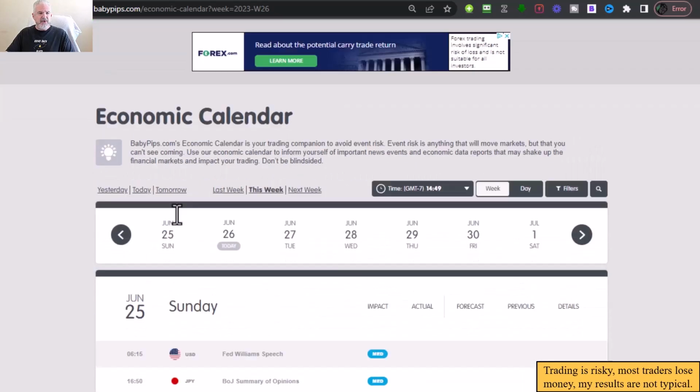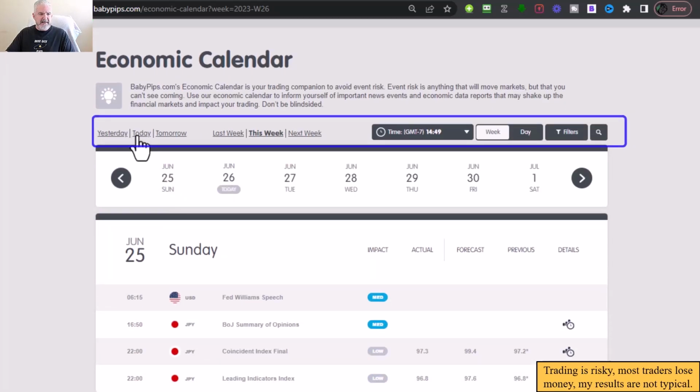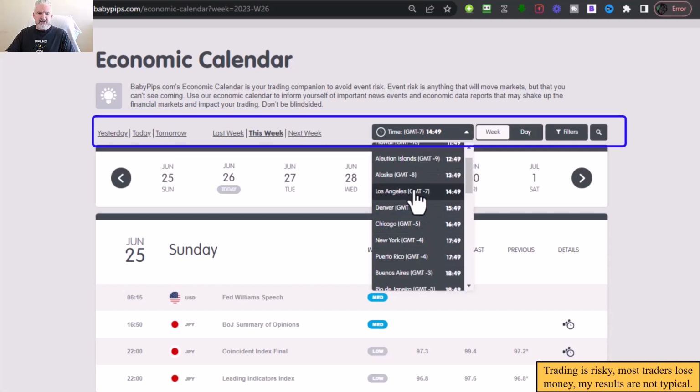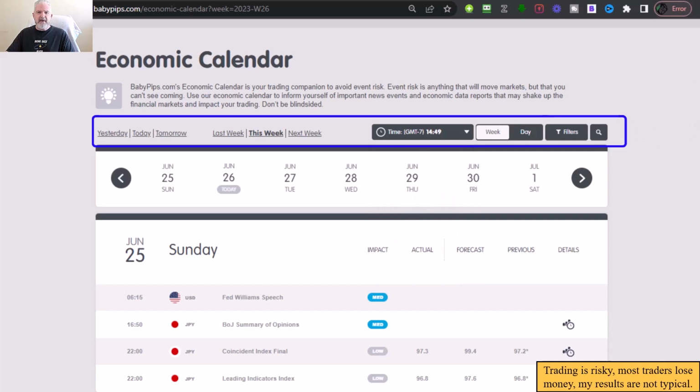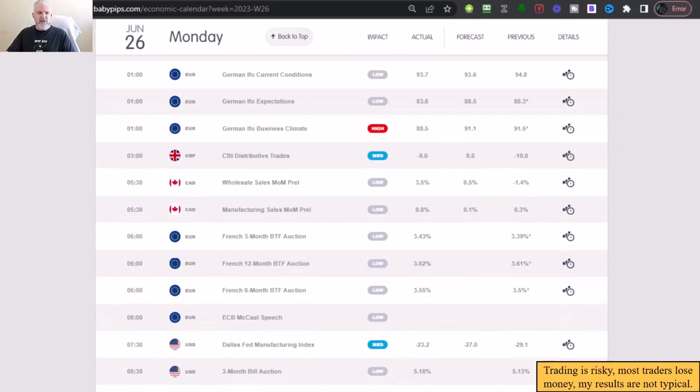Up here, you can choose today, tomorrow. I've got it set to this week right now. Here you can set your local time, which is awesome, so you can set it to your time. And anyway, as we scroll down here, what's awesome about this and what you need to know about this: today is Monday, June 26th, so we'll look at today. And these are my local times in California here.